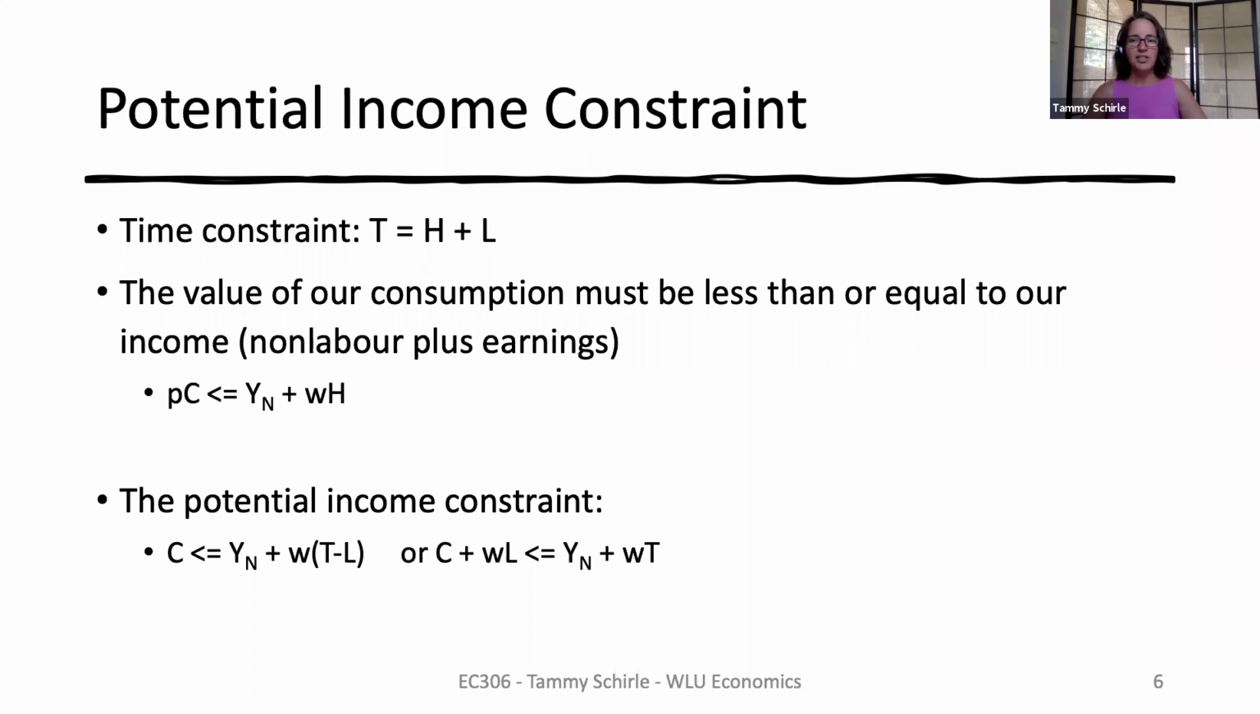Now you can arrange this to show that on the right-hand side, the value of everything that we purchase, both our leisure time and our consumption, has to be less than or equal to what we are endowed with. That is the value of our time and any non-labor income.